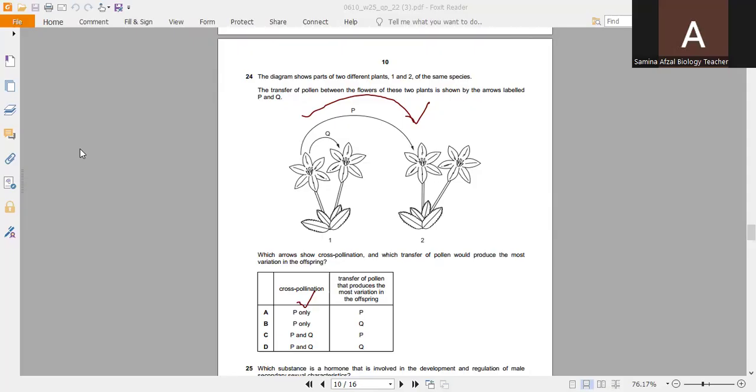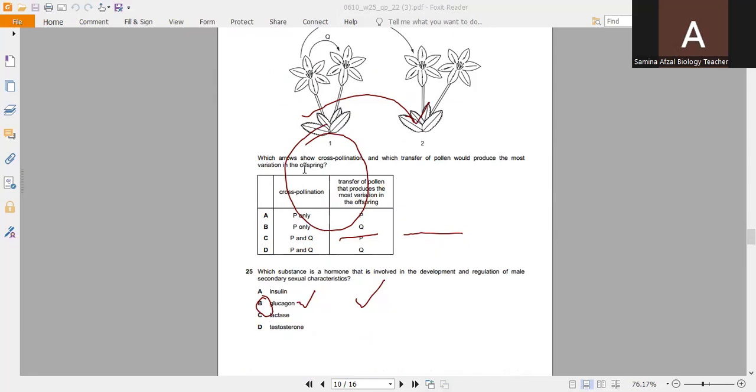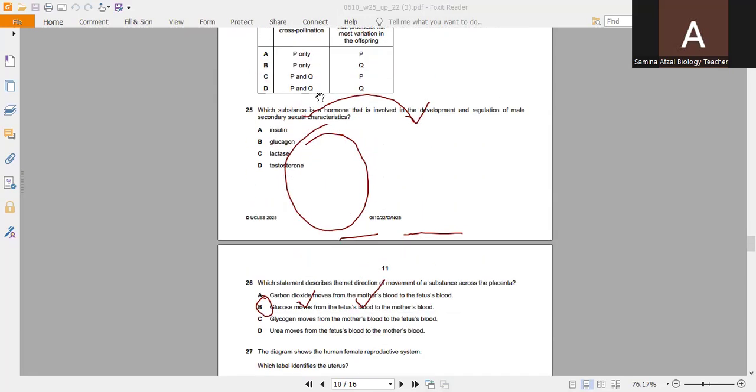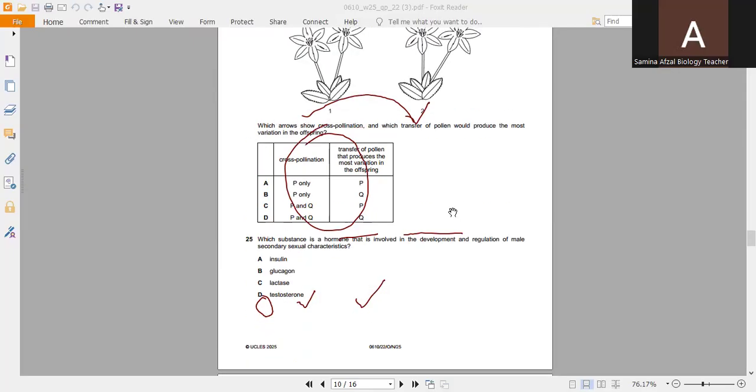So here I would like to say option A, P only, because Q is the same plant which has two flowers, but these are two different plants. So when there is movement of pollen grains from one plant to the other, it will be cross-pollination, and variations will be produced only in that case, because they will have different characteristics. So according to this, A is the correct option.